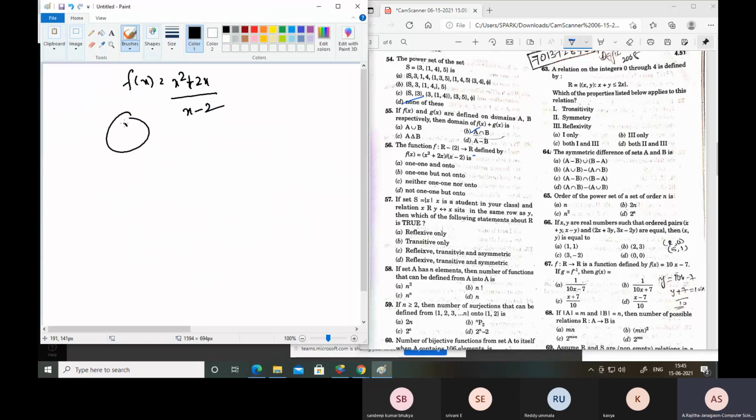So from 3, take the elements and check. So it is neither 1 to 1 nor onto.